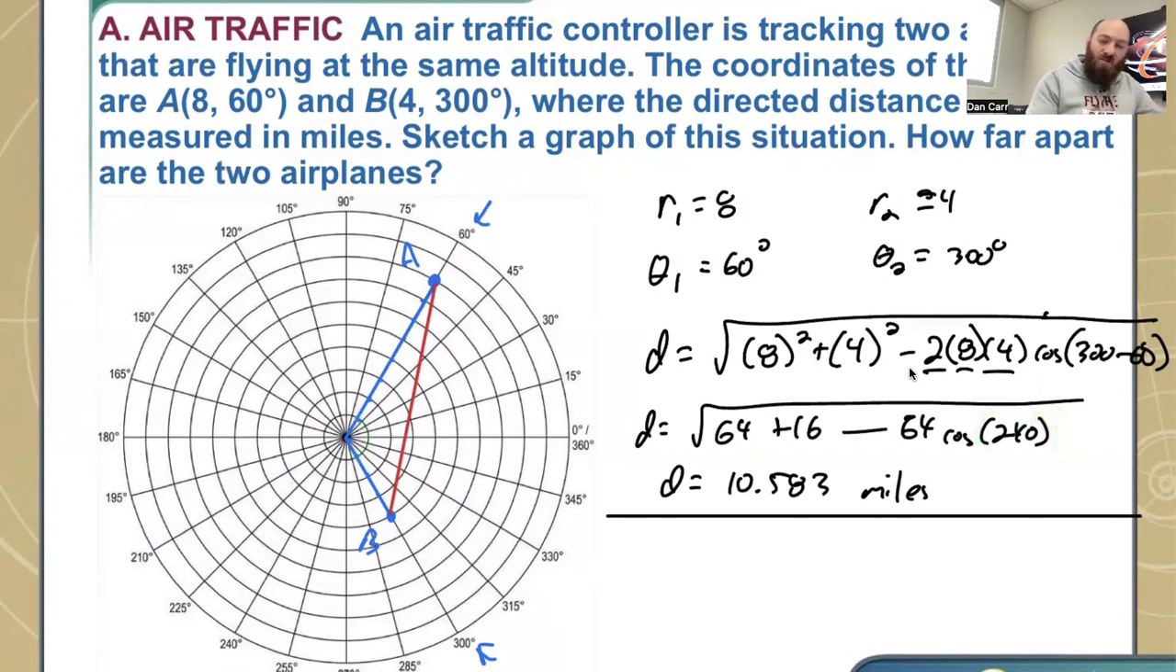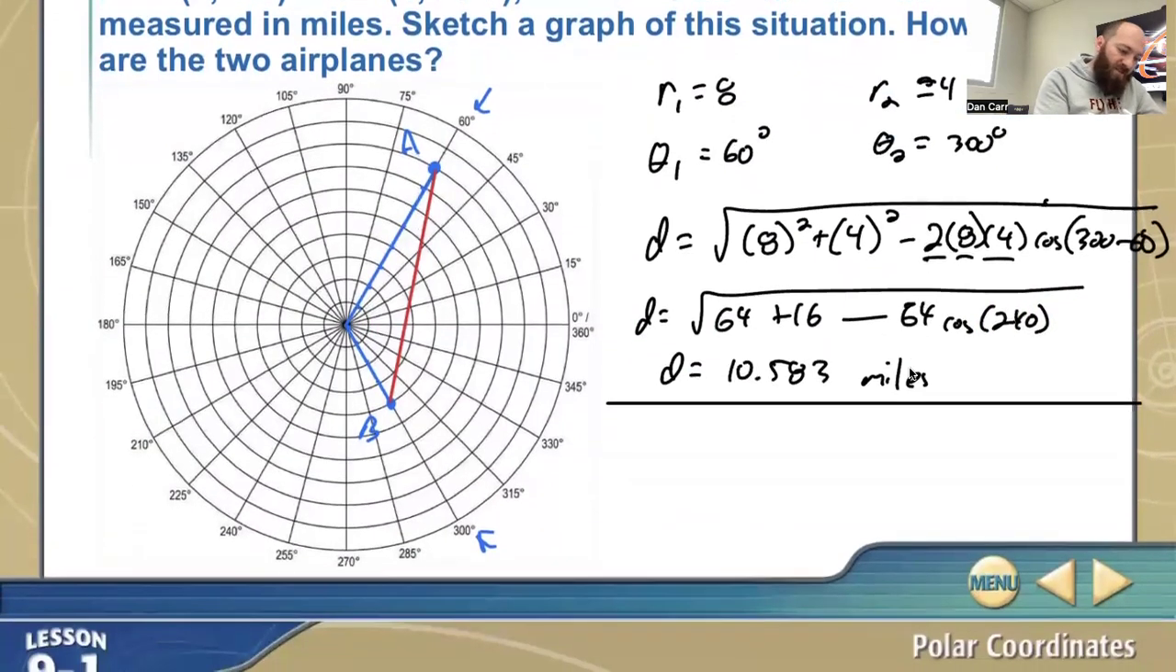Well, let me do a second version of this. Let's figure out what this included angle is. If I look at going this direction here, that's my polar axis. I can go this way is 60, and I go this way, which is also 60. So my angle in between is going to be 60 plus 60, which is 120 degrees. That's my included angle.